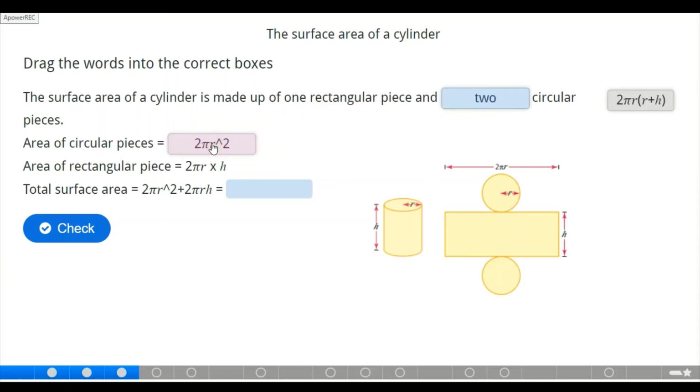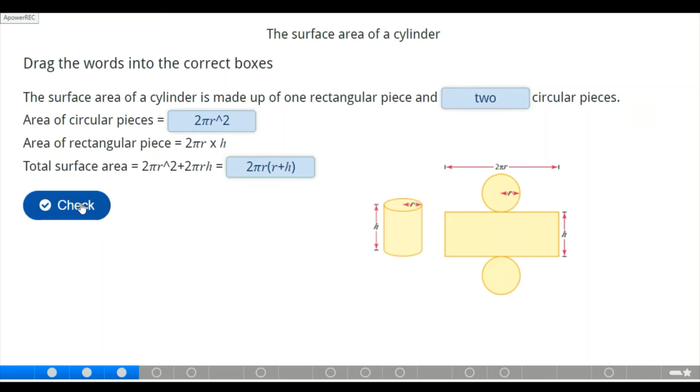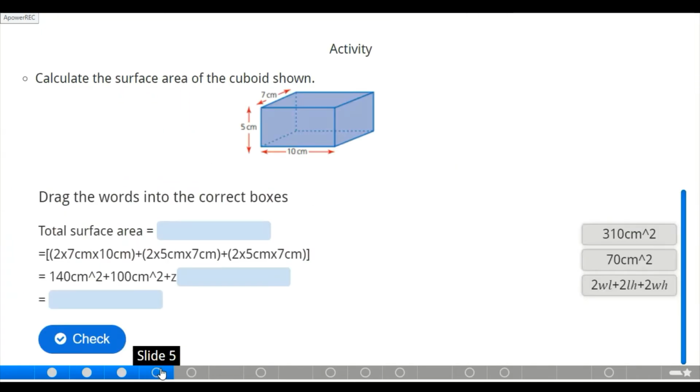Now, remember we said that the area of a rectangle is length multiplied by breadth. This time around, our length is going to be serving as the circumference of the circle, which is 2 pi r. Then we multiply by the breadth, which is h, so that is 2 pi r times h. Having that, the total surface area of a cylinder is going to be 2 pi r square plus 2 pi r h. If you look at what we have here, 2 pi r is common to them, so we bring 2 pi r outside, then we have r plus h inside the bracket, and that makes the total surface area of a cylinder.